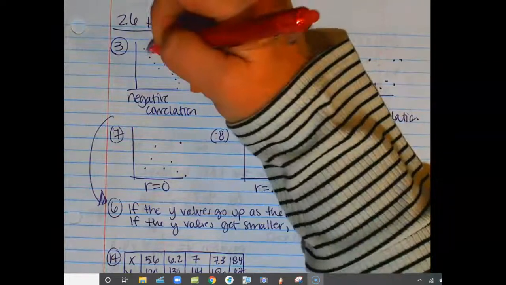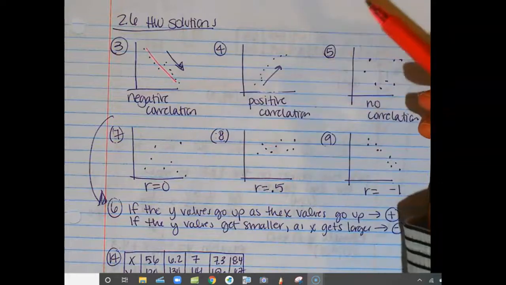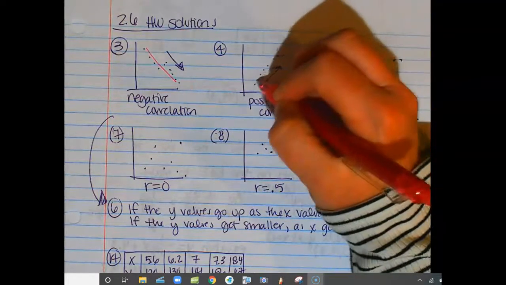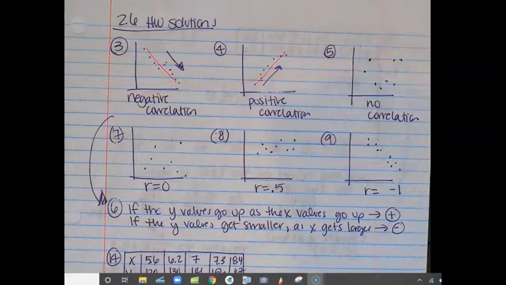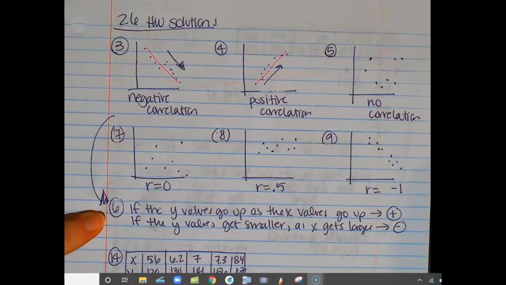If you were to draw a line, it might be here, and it goes down, so it's negative correlation. For 4, if you were to draw a line, it'd be somewhere here, and it would be positive correlation because we're going up. And then here, I don't know how to draw a line, so there's no correlation for 5. 6, I randomly skipped, so let's talk about 6.